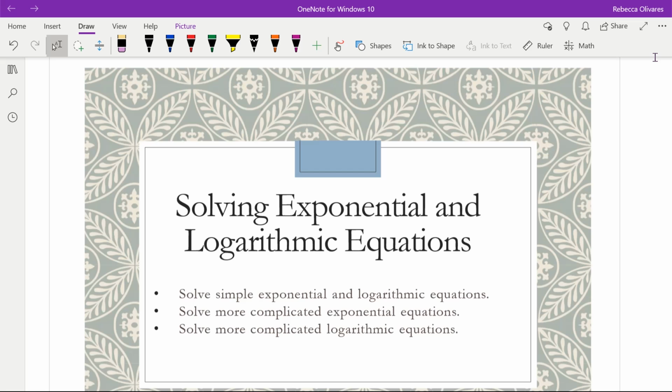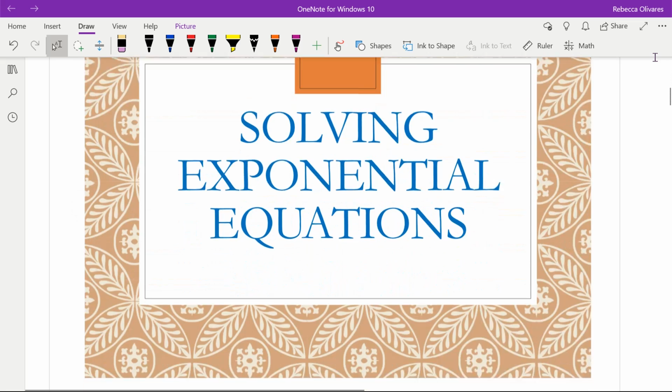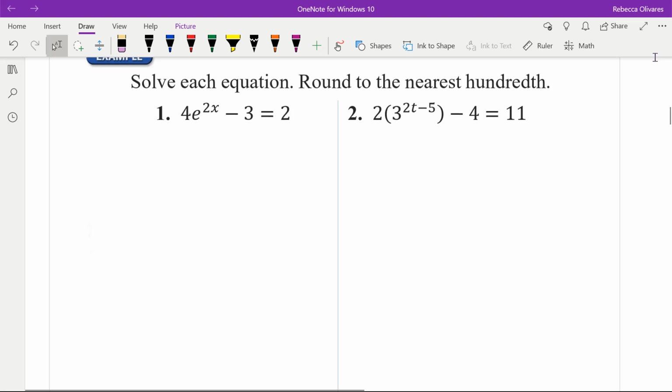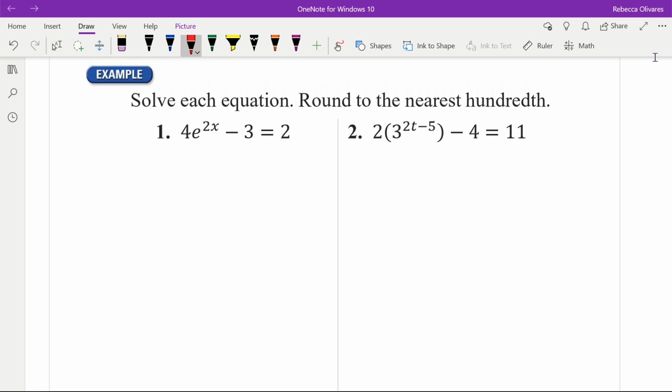Solving exponential and logarithmic equations. First, we're going to start with some exponential equations. Now, with these two relatively simple examples, what you're going to want to do is isolate the exponential expression first. So I'm going to add the 3 to both sides.